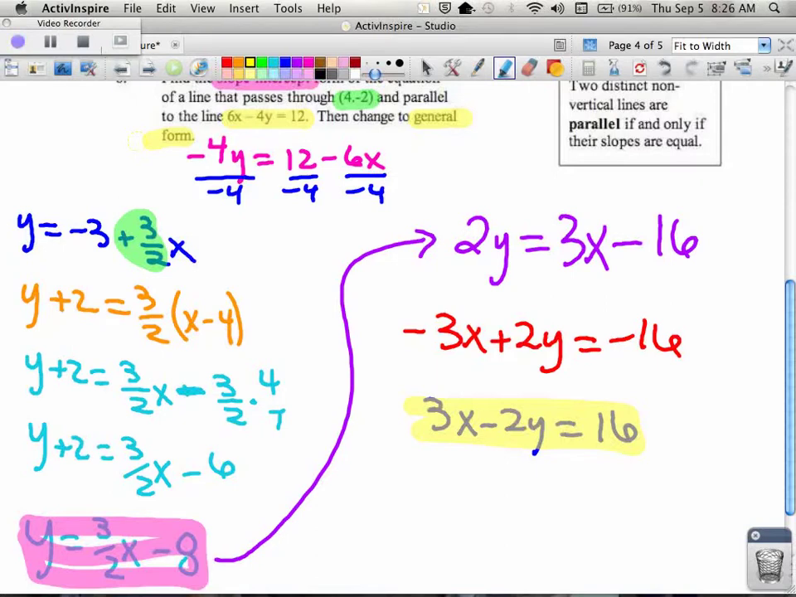So in the pink highlight was the slope-intercept form. In the yellow highlight down at the bottom right is the general form. All of the numbers are integers. They're lined up x's, y's equals a number, and the x thing is positive.